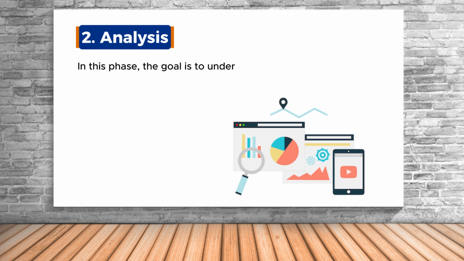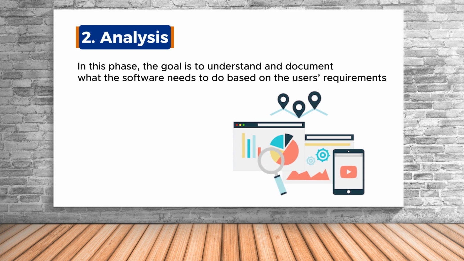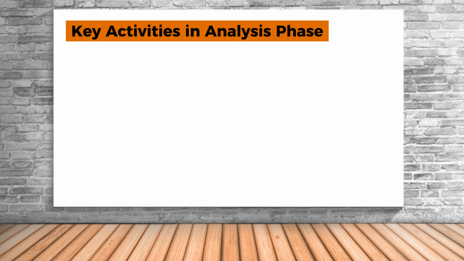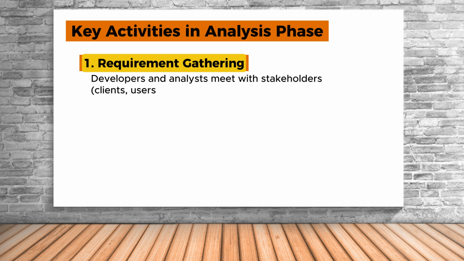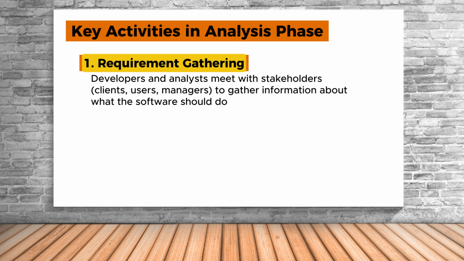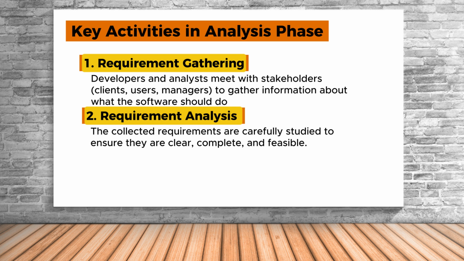2. Analysis. In this phase, the goal is to understand and document what the software needs to do based on the user's requirements. Key activities in analysis phase. First, requirement gathering. Developers and analysts meet with stakeholders, clients, users, managers, to gather information about what the software should do. 2. Requirement analysis. The collected requirements are carefully studied to ensure they are clear, complete, and feasible.